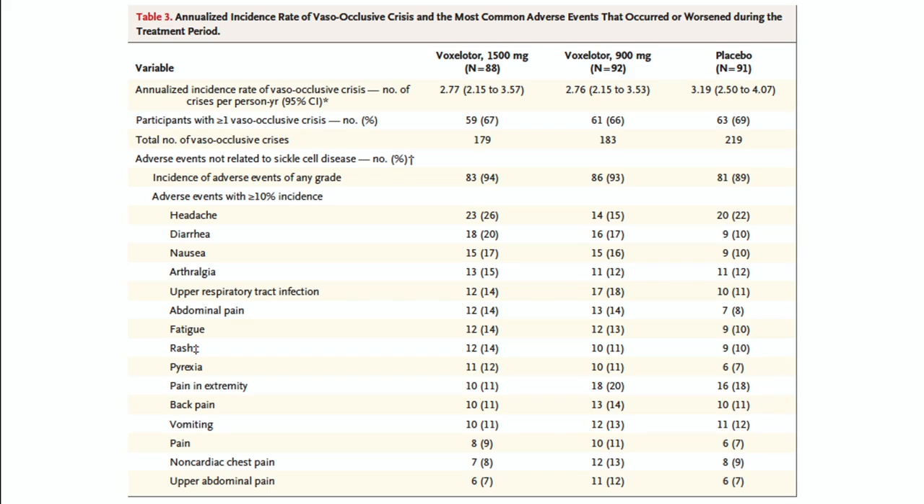What is really important here, I hope it's not hard to see, is that there really was no change in the frequency of pain episodes or pain crises between those who were receiving all three arms of the study: drug or placebo. So there was no change in the frequency of pain crises. And then the investigators argued that that wasn't what they were powered to detect in this particular study. They were powered to detect their primary endpoint, which was the change in hemoglobin at 24 weeks. So there are ongoing studies to see if there are actually clinical benefits to people receiving voxelotor other than just a change in hemoglobin.